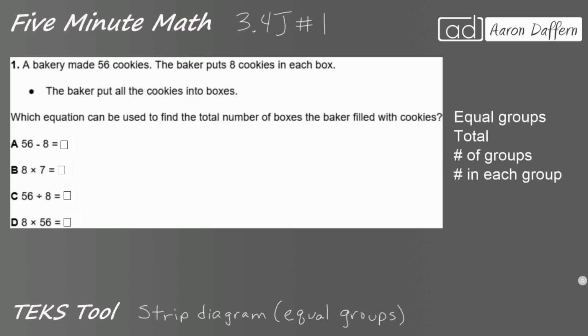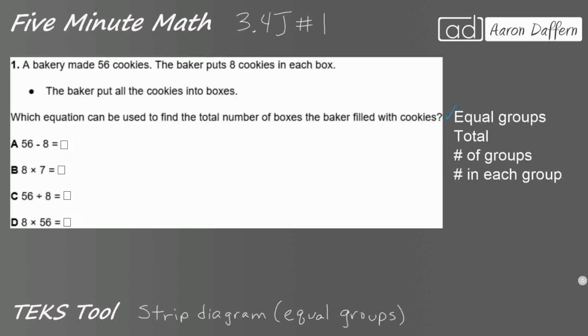So we have a bakery that's making 56 cookies. We're putting 8 cookies in a box, and we need to find an equation that finds the total number of boxes. Well, there are a few things here that let us know that we're dealing with an equal group problem. One thing that's always going to be our clue is that something lets us know that we're dealing with equal groups or the same in each group.